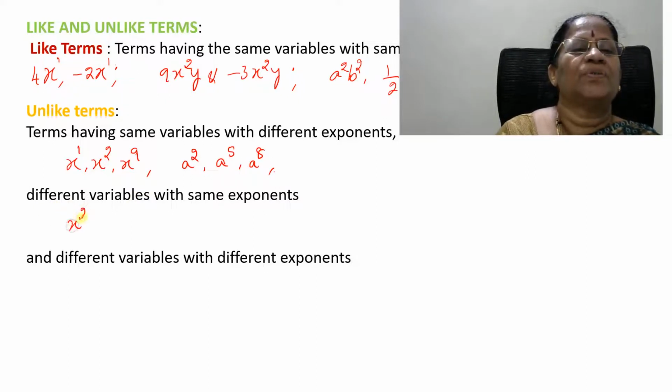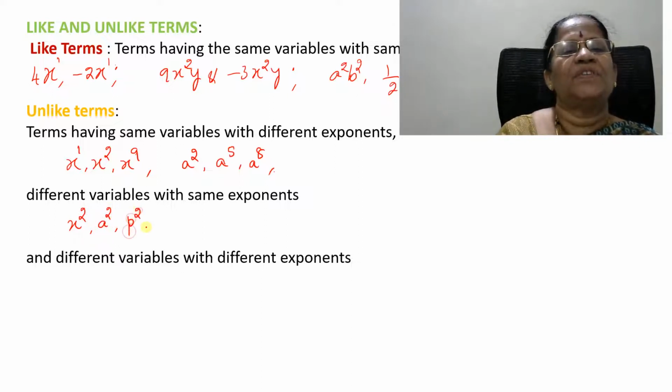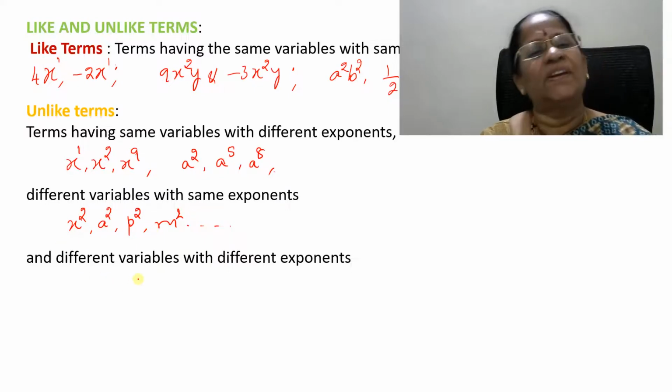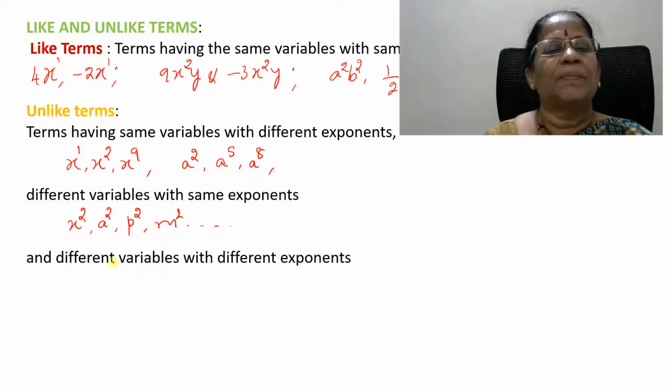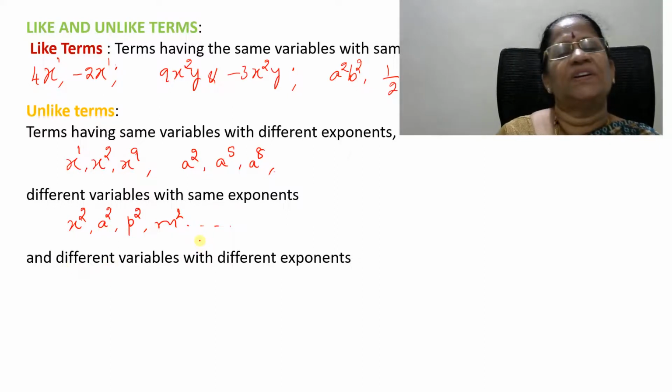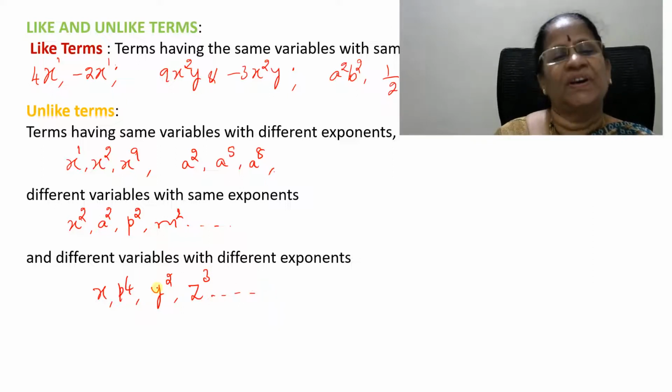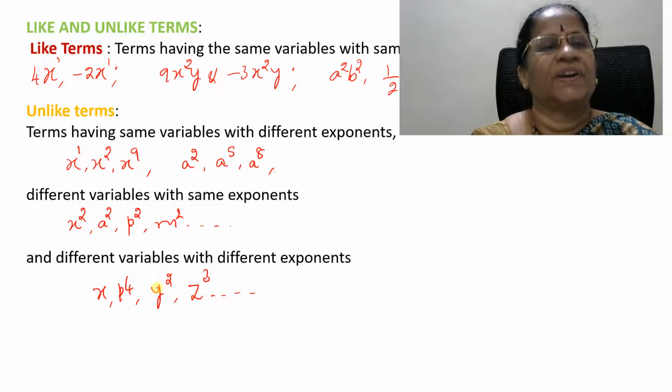Say x square, a square, p square, m square. In all these cases, their exponents are same, but the variables are different. Even they come under unlike terms. Then with different variables and with different exponents. Say for example, x, p to the power 4, y square, z cube, like this. Here in these cases, variables are different, their exponents are also different.